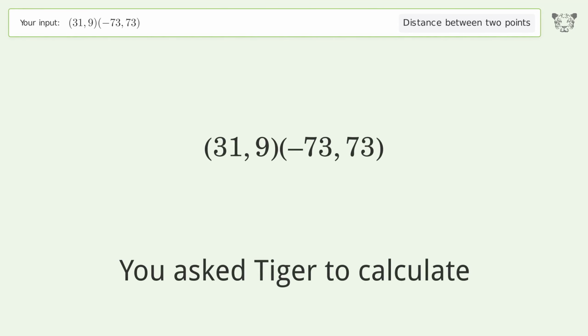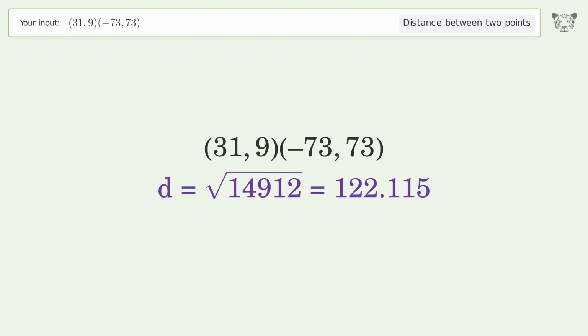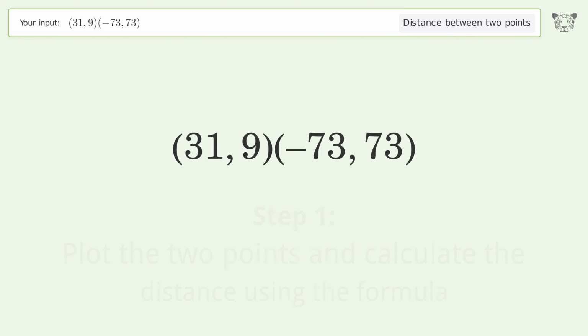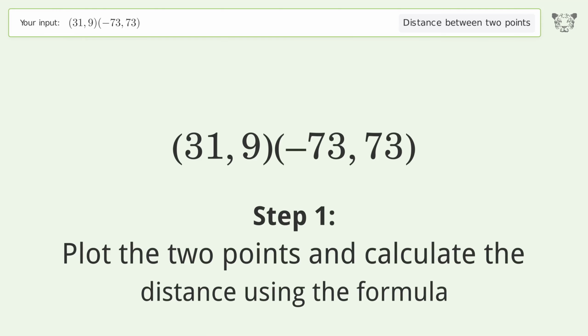You ask Tiger to calculate. This deals with the distance between 2 points. The distance between the 2 points is the square root of 14,912 or 122.115. Let's solve it step by step. Plot the 2 points and calculate the distance using the formula.